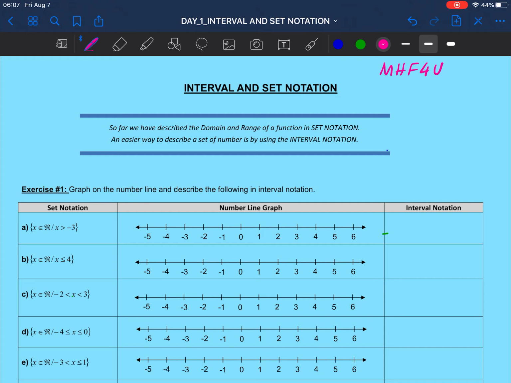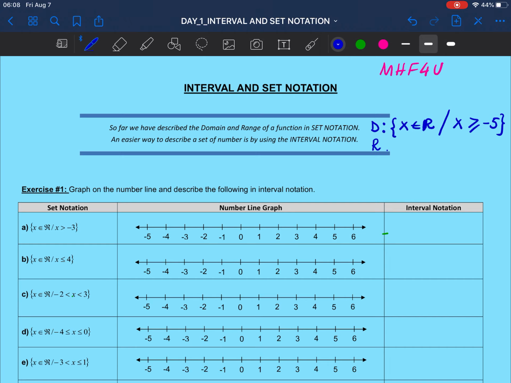So let's get started. So far, we have described the domain and the range of a function in set notation. And this is what it looks like. Domain, semicolon, braces, x belongs to the set of real numbers, and you try to write a fancy R in here or draw a fancy R. And then such that x is bigger than or equal to -5, for example, and then close the braces.